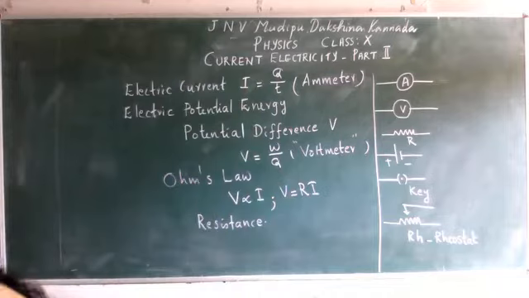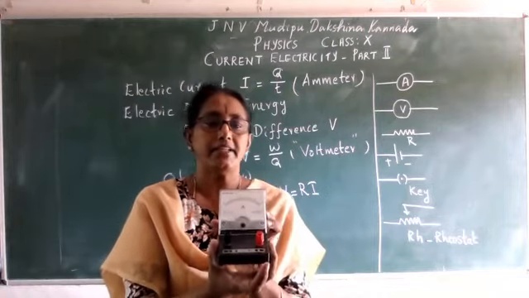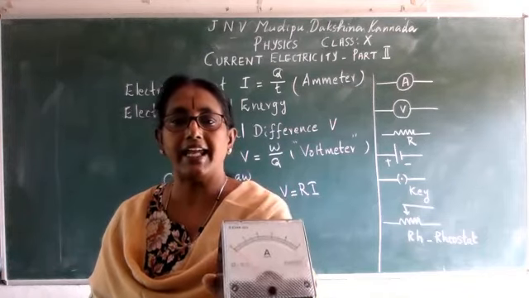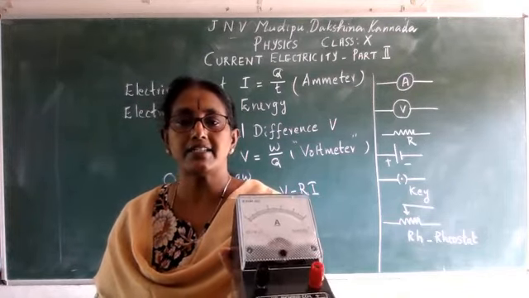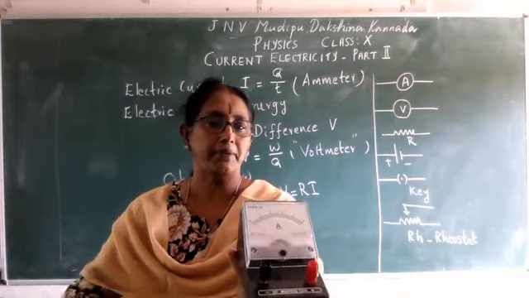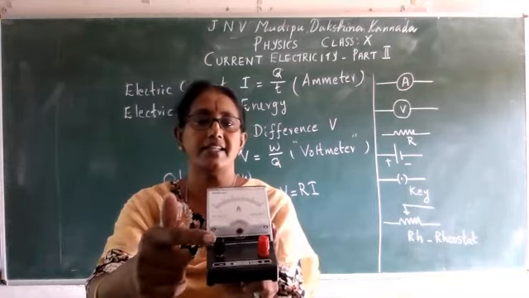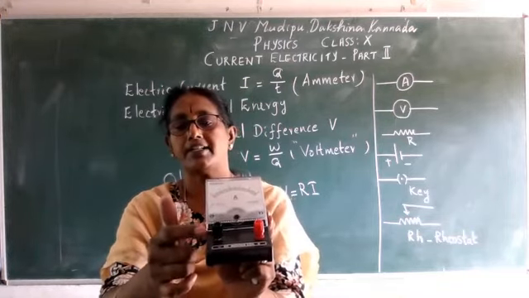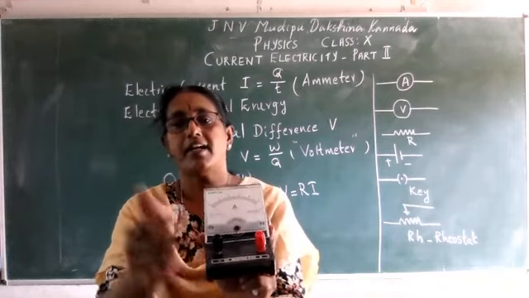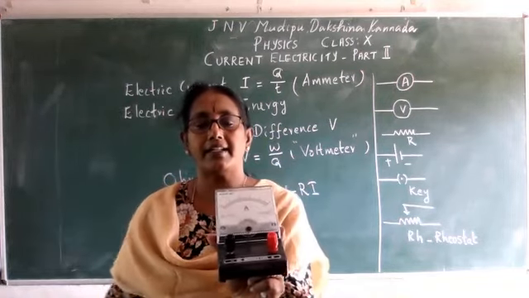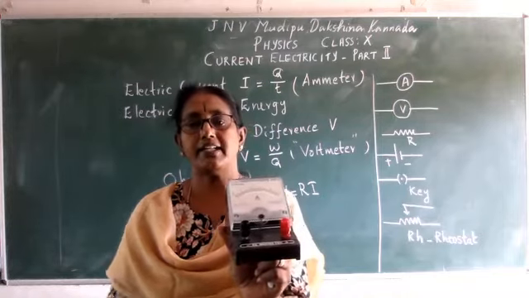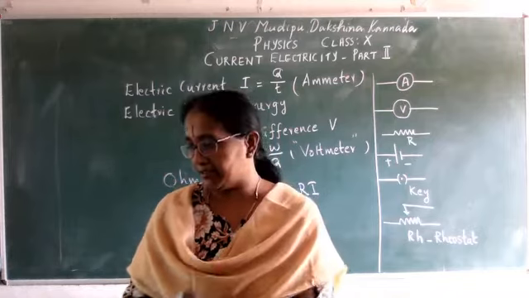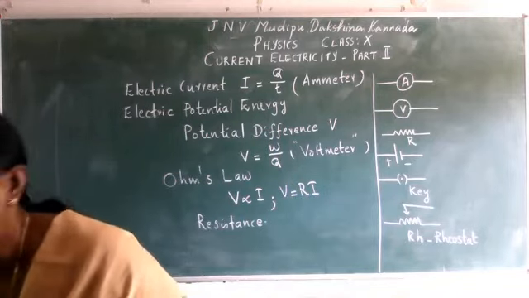So the next device is the ammeter. The ammeter also has a similar appearance, but the letter A is written there. A stands for ammeter or ampere, and again you can see the positive and negative here. Positive is the red color and negative is the black color, and we can give the connections according to the need of the circuit. And this is the ammeter.